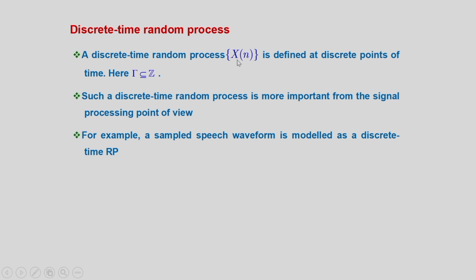A discrete time random process X[n] is defined at discrete points of time. So, here the index set tau is a subset of Z, where Z is the set of integers. So, on integer points the random variables are defined. Such a discrete time random process is more important from the signal processing point of view. Therefore, we will be discussing only discrete time random process. As an example, a sampled waveform is modeled as a discrete time random process. So, a sampled waveform we can represent as a random process.